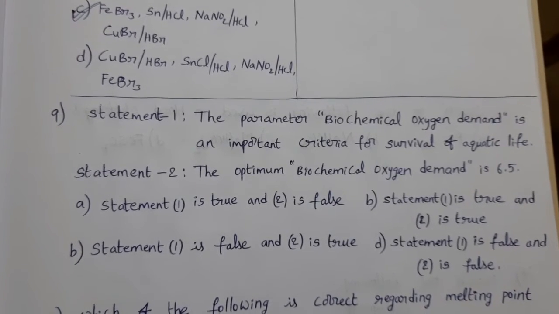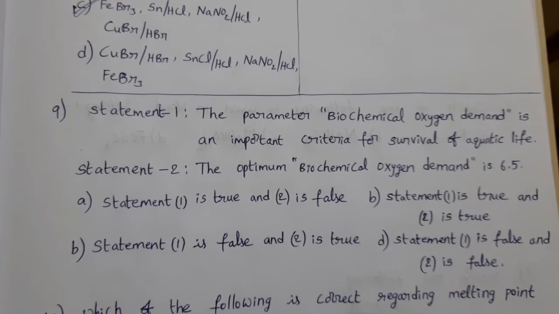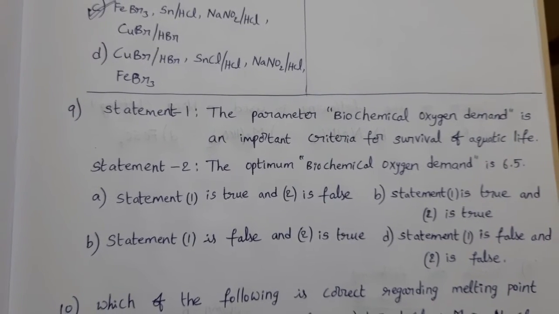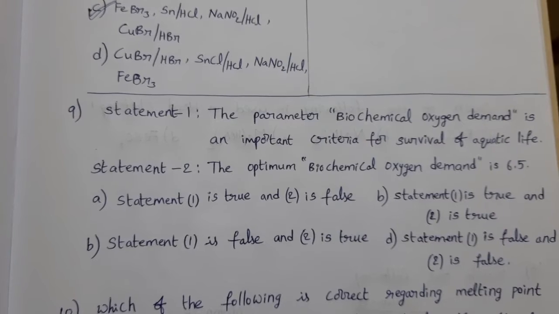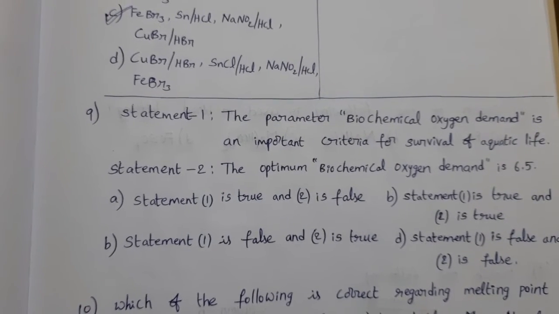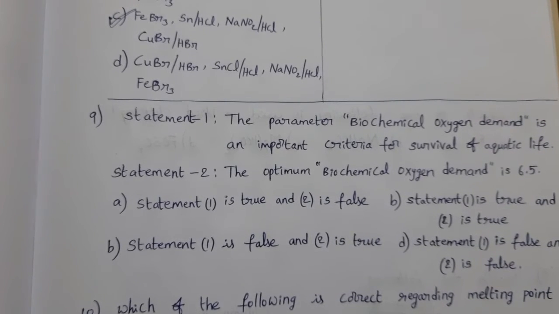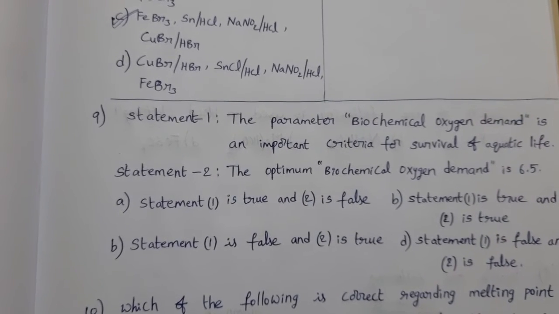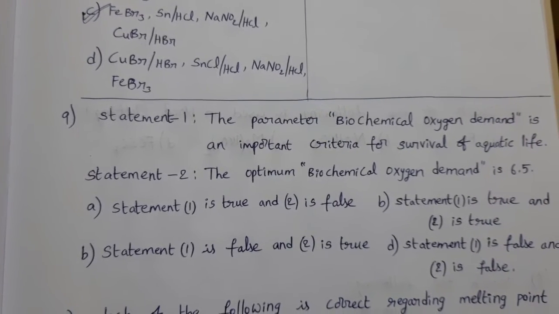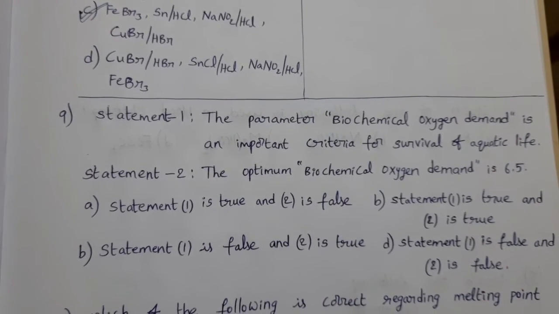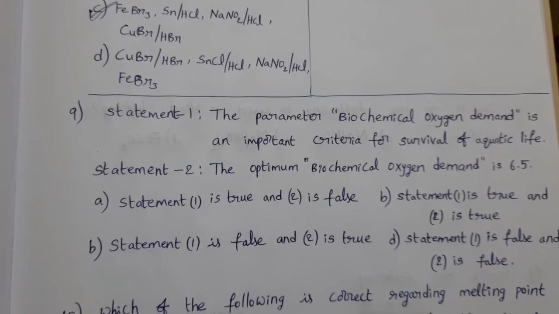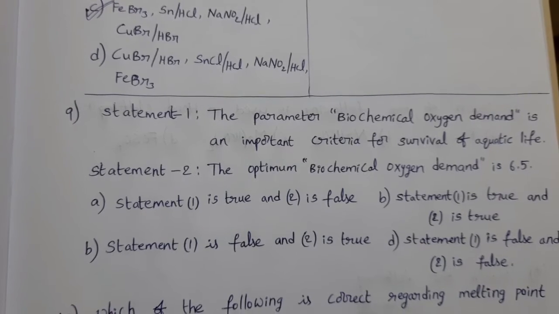If the biochemical oxygen demand value is more, then survival of aquatic life is difficult because more waste matter is present in that water. If biochemical oxygen demand is less, it means less waste matter is present in that water. So biochemical oxygen demand is an important criterion for the survival of aquatic life. So statement 1 is correct.